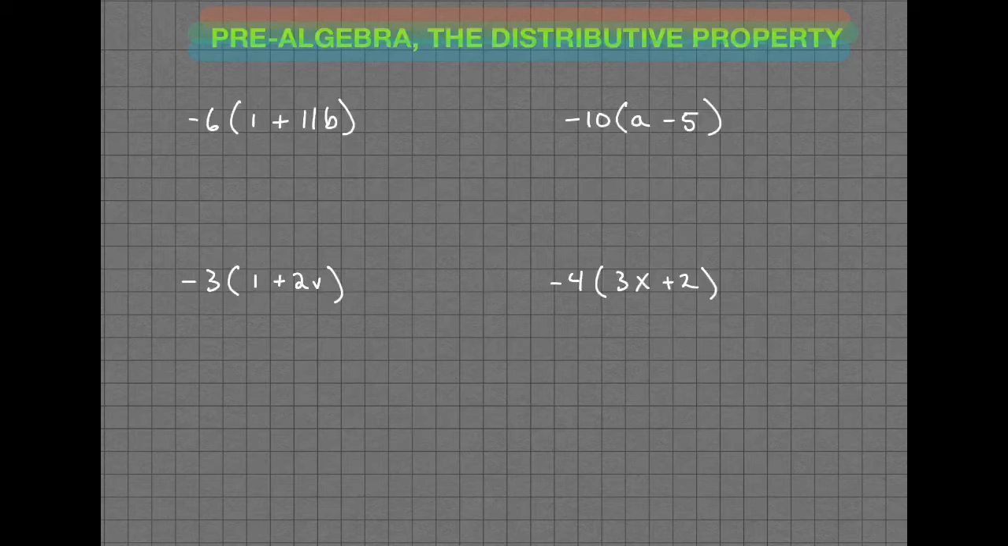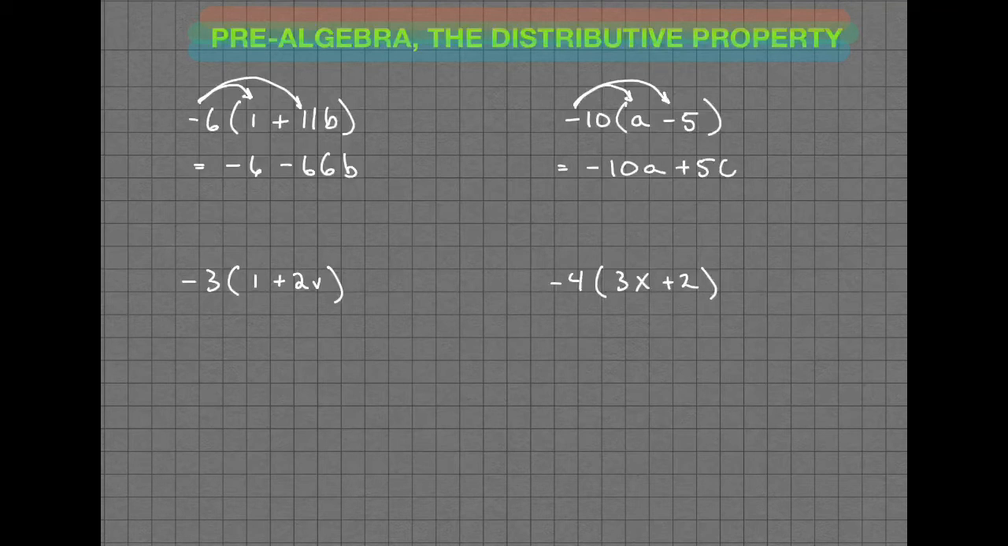All right, this first problem, let's drop this negative 6 in here and here. So negative 6 times 1 gives you a negative 6, and negative 6 times 11b gives you a negative 66b. Okay, next problem, negative 10 times a and negative 10 times negative 5. So we get a negative 10a. Negative 10 times a negative 5 gives you a positive 50.